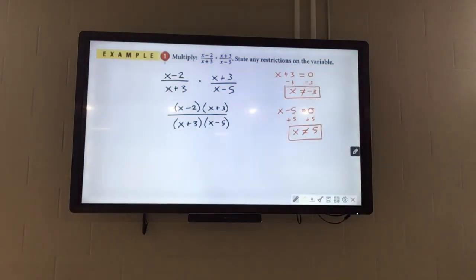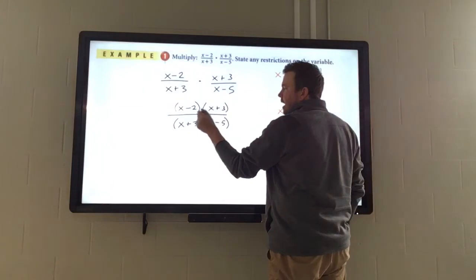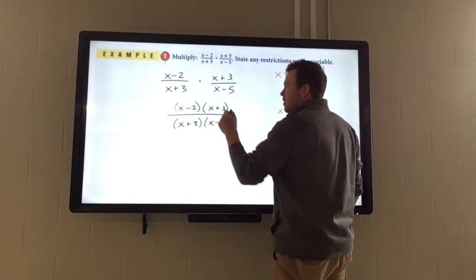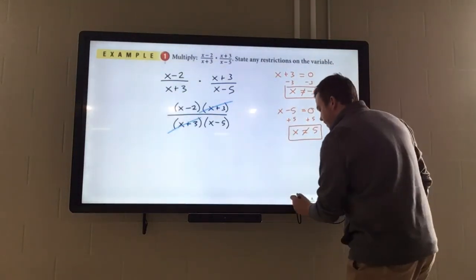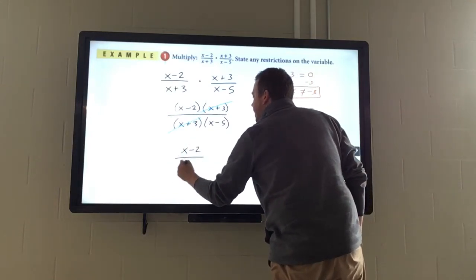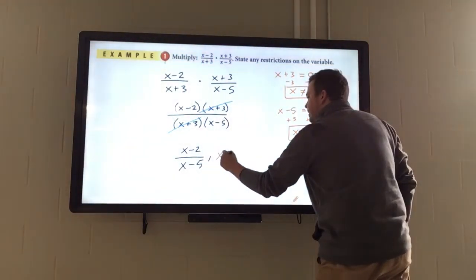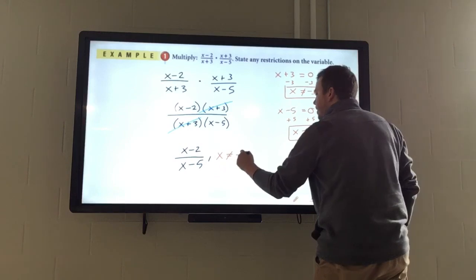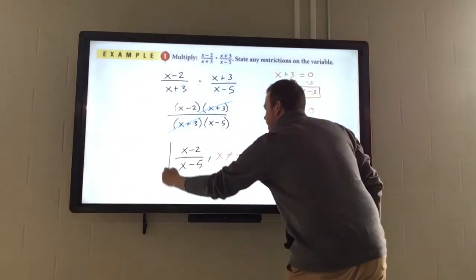Now, before we multiply anything out, why don't we check to see if we can cancel anything out? Simplify first. Because if you notice, I have an x plus 3 on the top and on the bottom, in the numerator and the denominator. So I can just cancel those out. So here's what that leaves me with. We end up with x minus 2 over x minus 5, with my restrictions being x cannot equal negative 3, and x cannot equal 5 from what we found before. So that is my final answer.